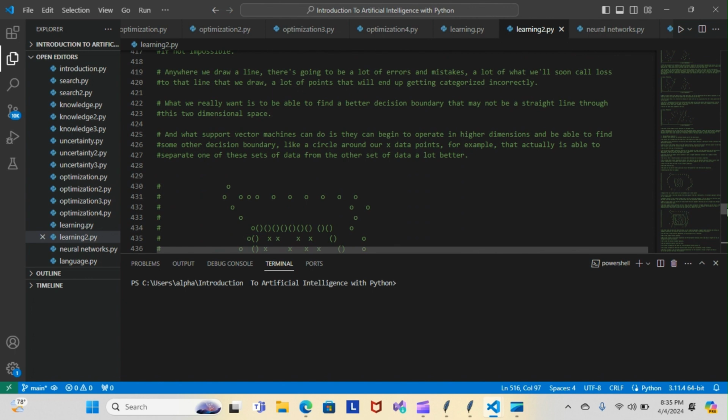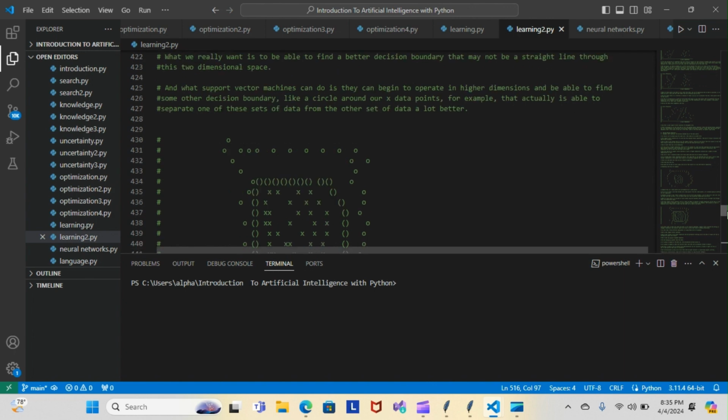What we really want is to be able to find a better decision boundary that may not be a straight line through this two-dimensional space. And what support vector machines can do is they can begin to operate in higher dimensions and find some other decision boundary, like a circle around our X data points, for example, that is able to separate one of these sets of data from the other set a lot better.